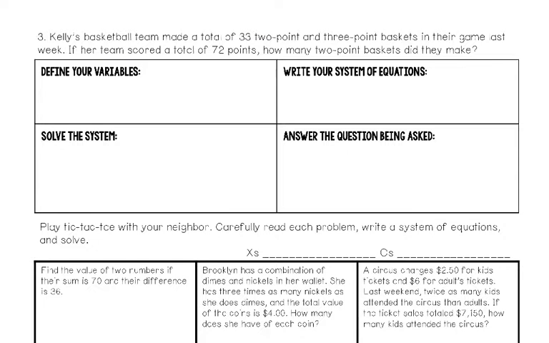But let's look at number 3, where Kelly's basketball team made a total of 33 2-point and 3-point baskets in their game. If her team scored a total of 72 points, how many 2-point baskets did they make? This is important that we know these for stat sheets. And what if you mess this up or you forgot to write this down? If you know how to solve a system of equations, you can actually work this out.